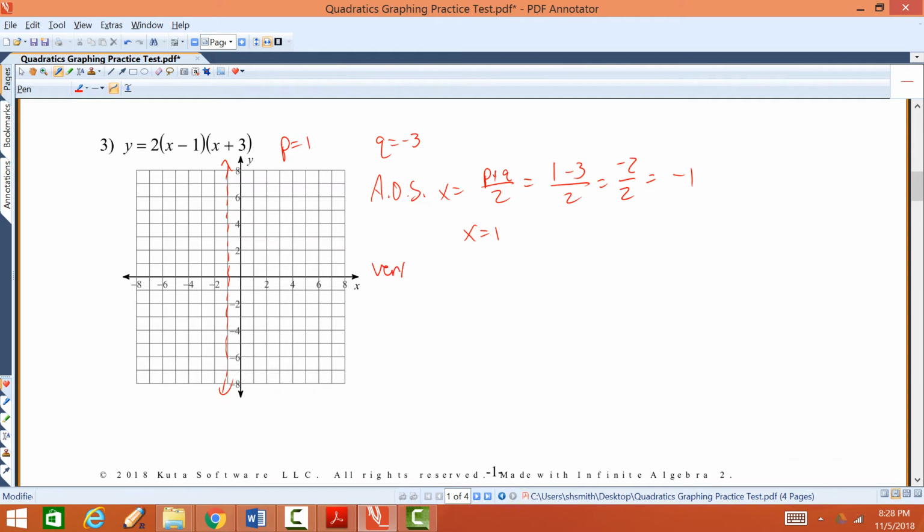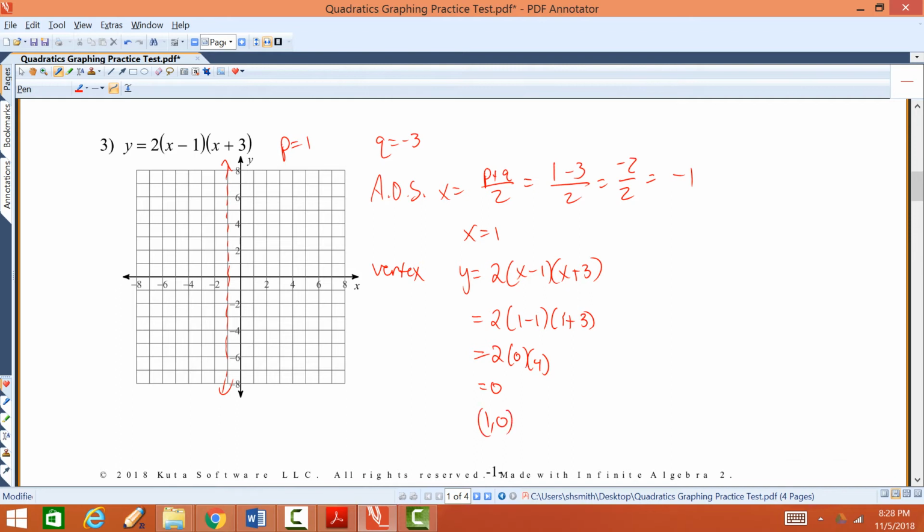So the vertex, we have to get the y coordinate, is going to be 2 times x minus 1 times x plus 3. So this is actually 2 times 0 times 2, or 4, sorry, 4. And so the vertex is at 1, 0.